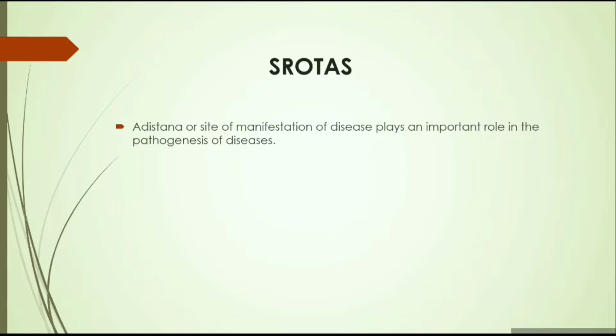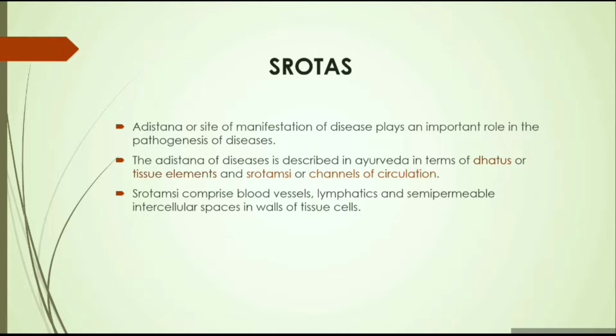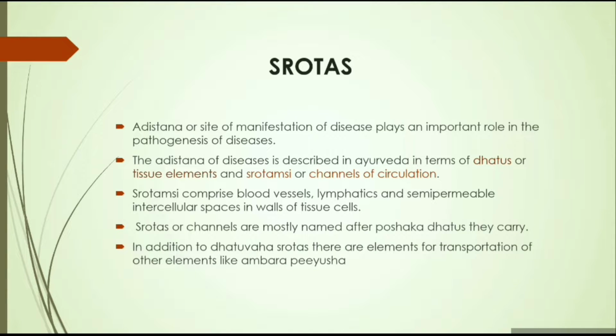Srotas means adhisthana or site of manifestation of disease, which plays an important role in the pathogenesis of disease. The adhisthana of disease is described in Ayurveda in terms of dhatus or tissue elements and shrotamsi or channels of circulation. Shrotamsi comprise blood vessels, lymphatics, and semi-permeable intercellular spaces in walls of tissue cells. Shrotas or channels are mostly named after the Poshaka dhatus they carry. In addition to Dhatava Shrotas, there are channels for transportation of other elements like Ambu and Piyusha.